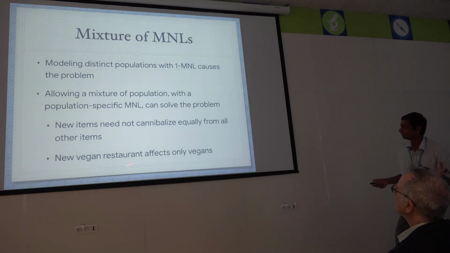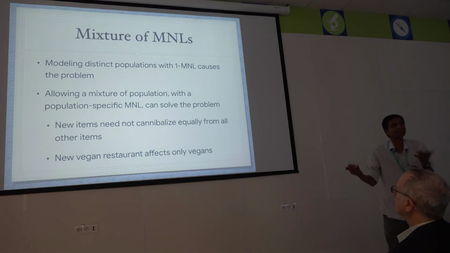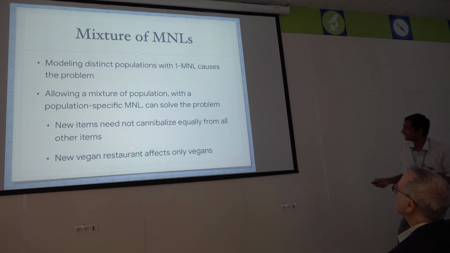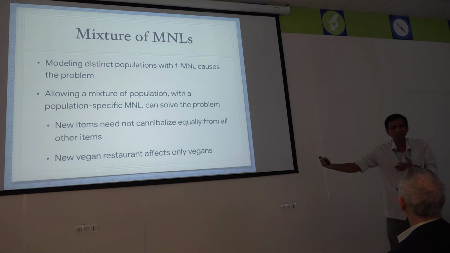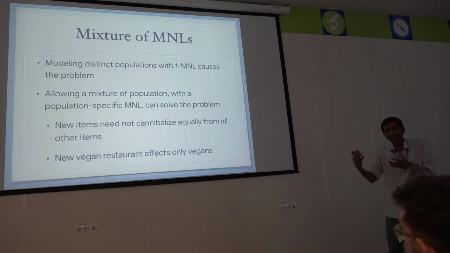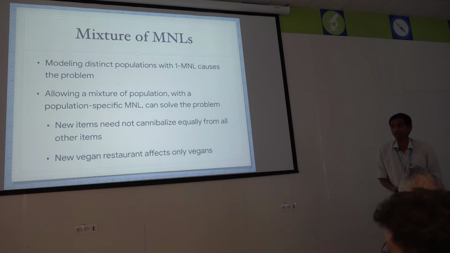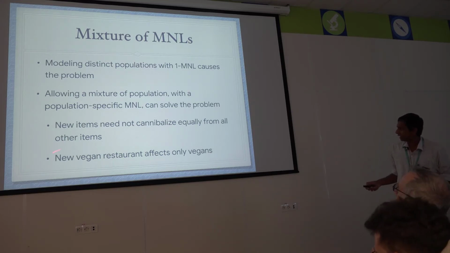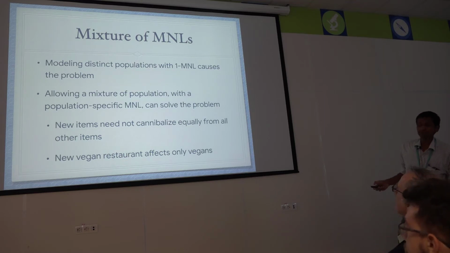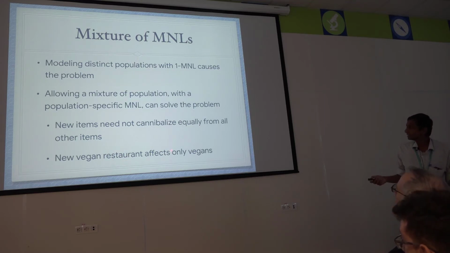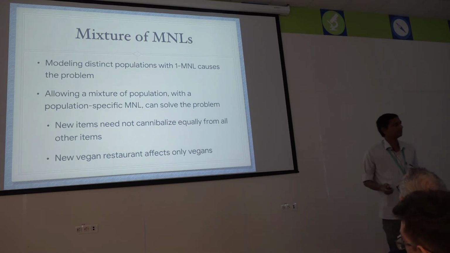In fact, what we really have is 2 types of users: vegan users and non-vegan users, and they behave in different ways. When you introduce a new item like a new vegan restaurant, it should cannibalize, in a sense pull users away only from vegan types of users, because non-vegan users don't really care whether you open another one or not. Any such new vegan restaurant should only affect vegans, and this constraint is not expressible with a 1MNL.